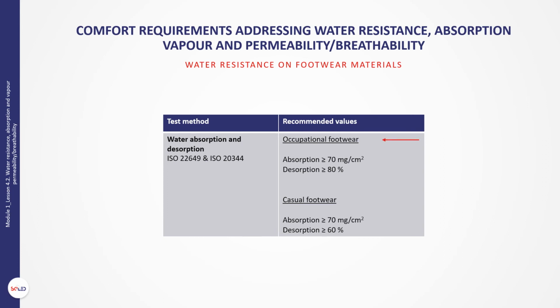For occupational footwear, the absorption shall be greater or equal to 70 mg per square centimeter and the desorption shall be greater or equal to 80%. For casual footwear, the absorption shall be greater or equal to 70 mg per square centimeter and the desorption shall be greater or equal to 60%.